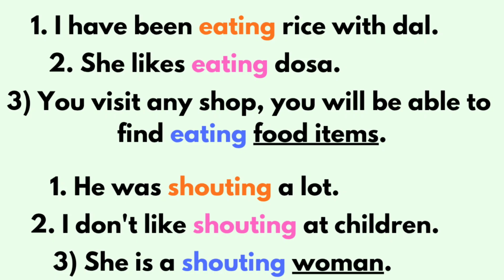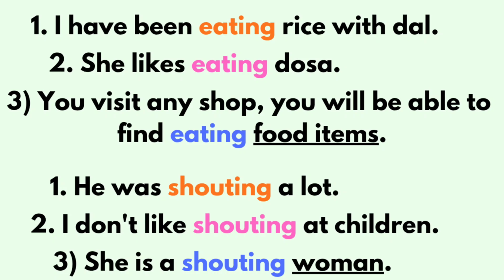Look at the final example. He was shouting a lot. So the sentence is in past continuous tense. Shouting is a verb in the sentence and be form is used, right? I don't like shouting at children. So in this sentence, shouting is a noun. It is not the verb. I don't like shouting at children.